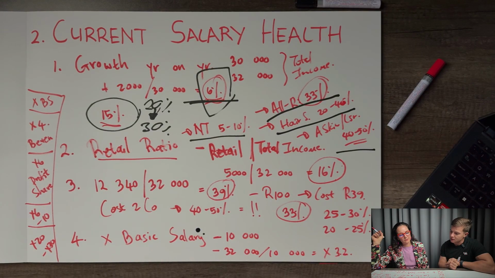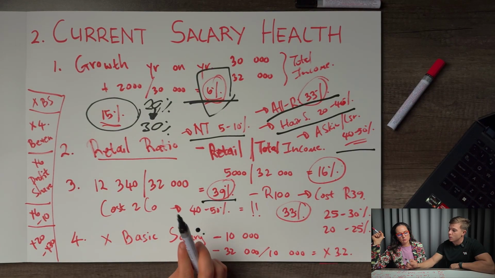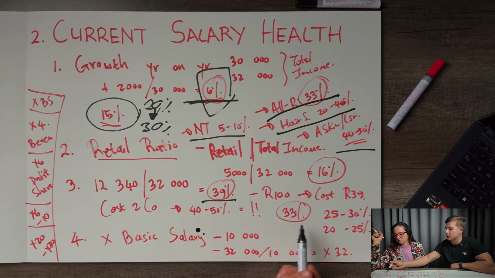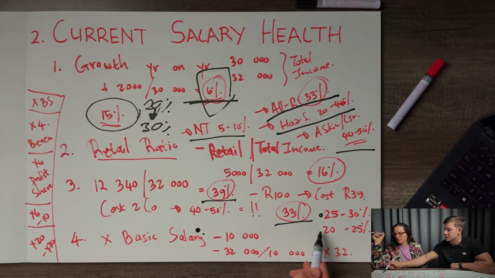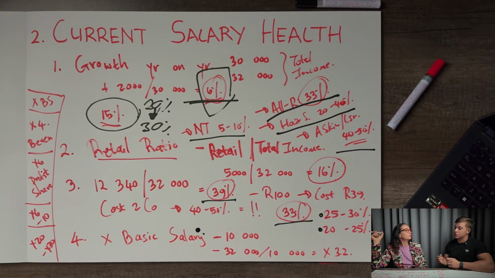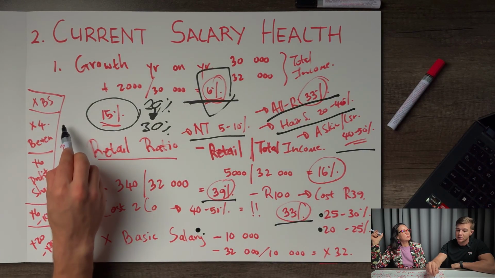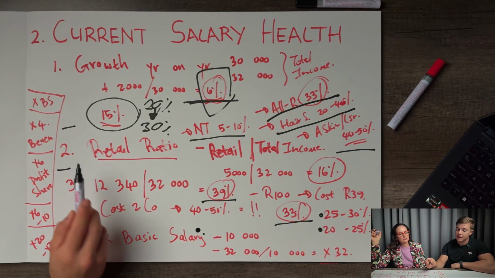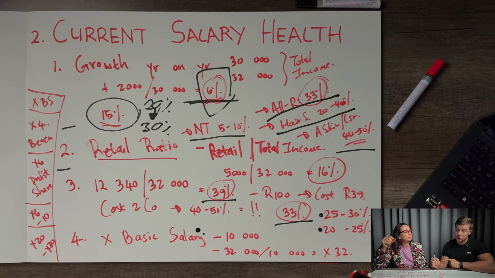All right. And then following on that is your cost to company, which we want a bottom line, so a good foundation is 33%. And then we want to progress to 25 to 30, and ideally around 20 to 25. And then lastly, it comes to how many times of basic salary she is bringing in.